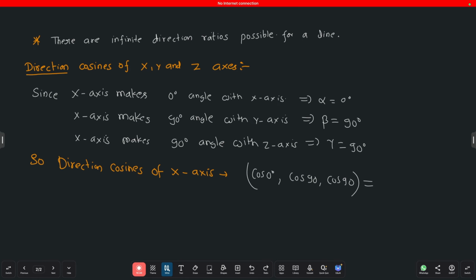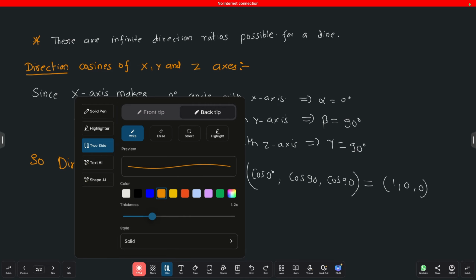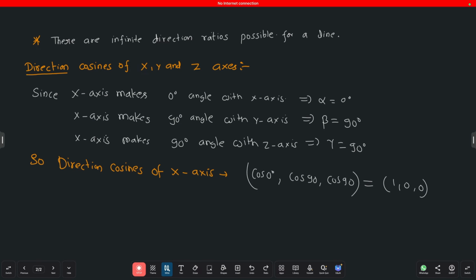Now similarly, can you tell me what should be the direction cosines of the y axis? Y axis: 0, 1, 0, because the y axis makes a 90 degree angle with the x axis, 0 degree with y, and 90 degree with z. So cos 90, cos 0, cos 90: 0, 1, 0. And the direction cosines of the z axis? 0, 0, 1, correct. Similarly, you can write.